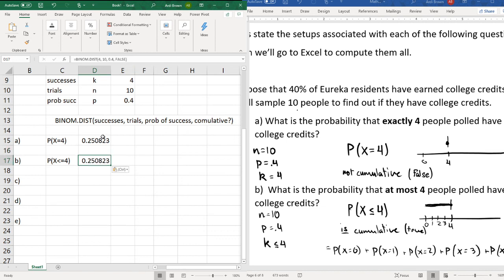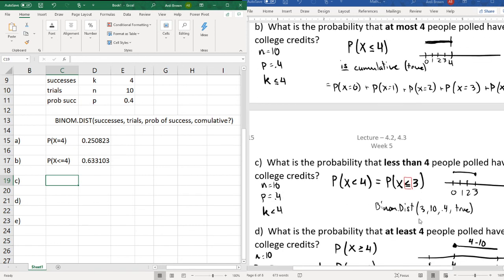Now I'm going to come down here and paste it in. But down here, notice that I want to change one part of this. Still 4 is my number of successes as my boundary. Still doing 10 trials. Still a 40% chance per trial. But in this case now, I want to know up to and including 4. So I'm just going to change this to true. And we should certainly be getting a larger probability since it's talking about all of the probabilities of 0 plus 1 plus 2 plus 3 plus 4. And so now we're seeing that there's a 63% chance that I will come back with between 0 and 4 people having reported to me that they have some college credits.